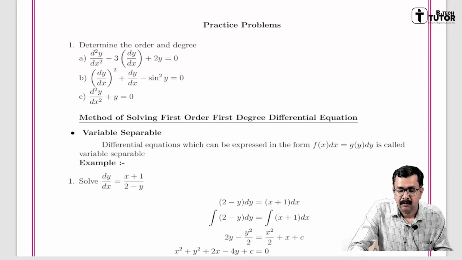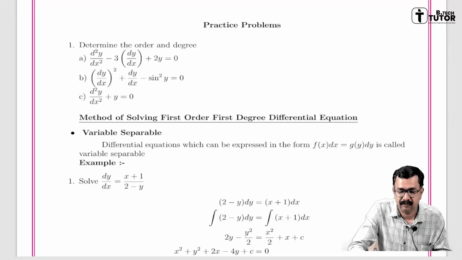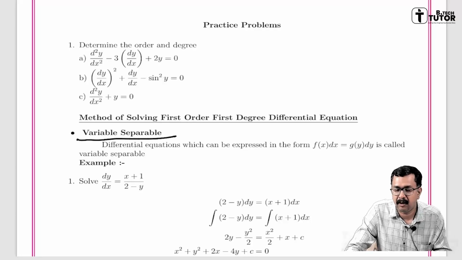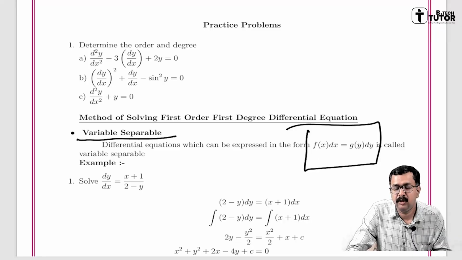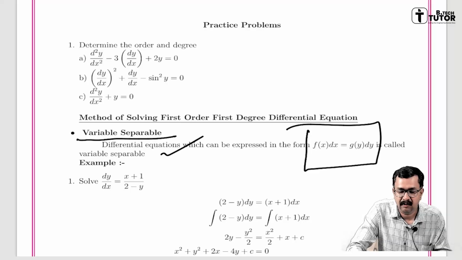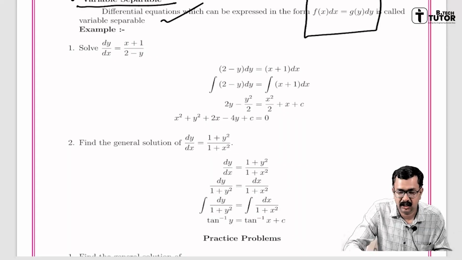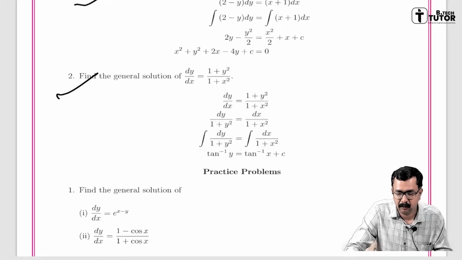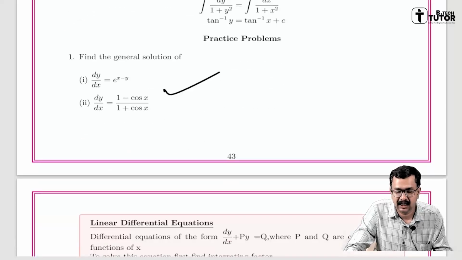Then the method of solving first order, first degree differential equation. That is, we are applying variable separable form. The standard form is f of x into dx equal to g of y into dy, which is called variable separable form. Then we are solving the equations. These two problems are very important. Then you must try these two questions as practice.